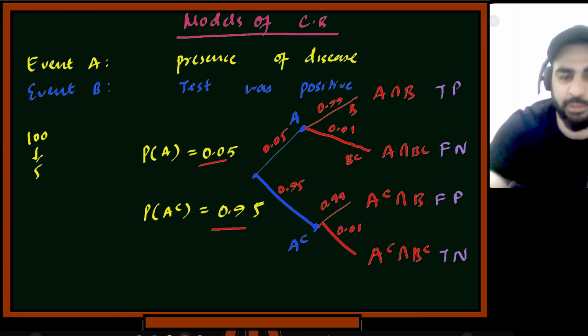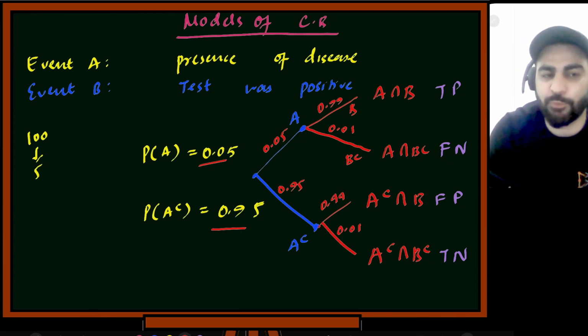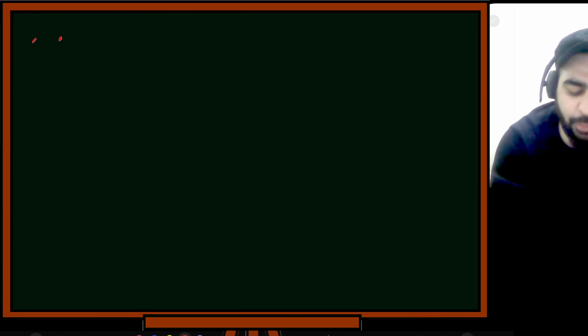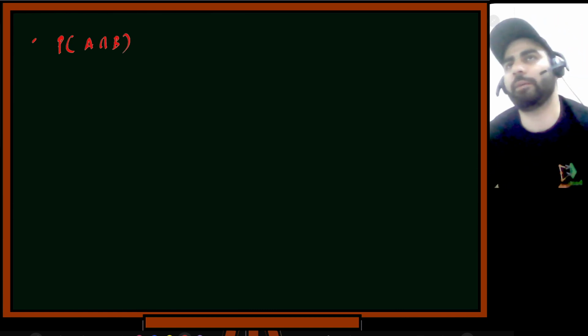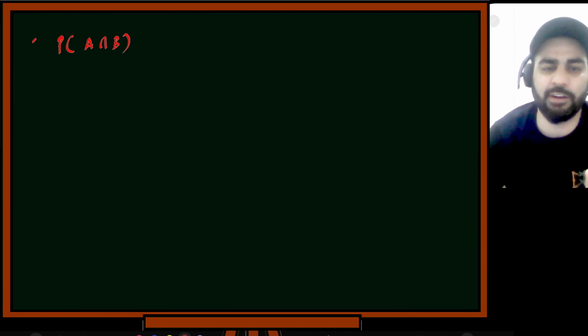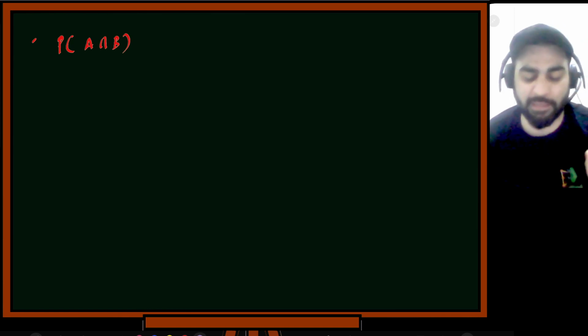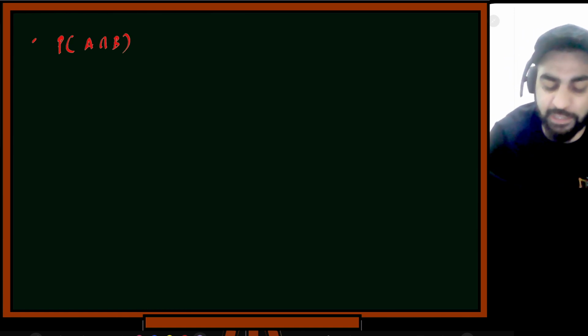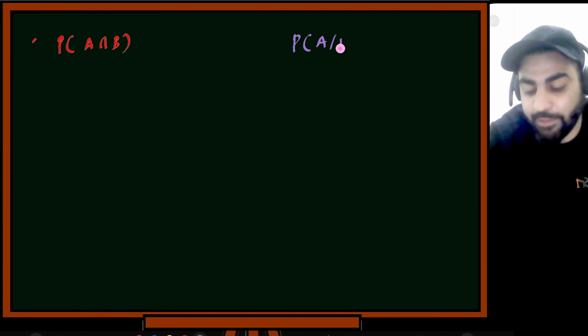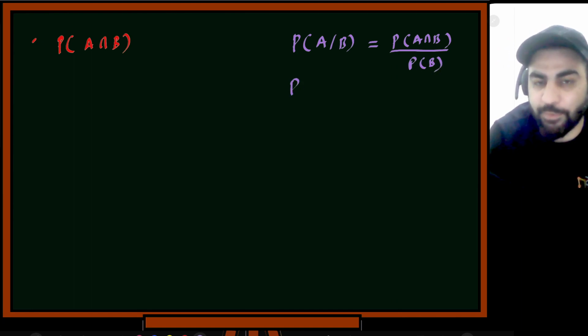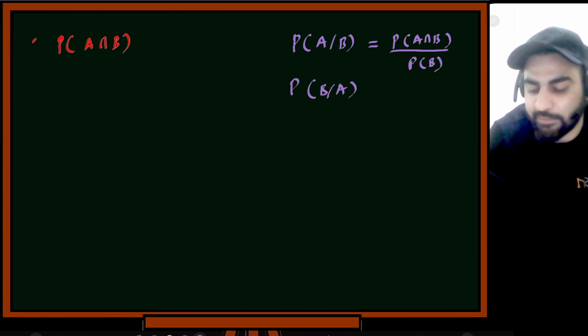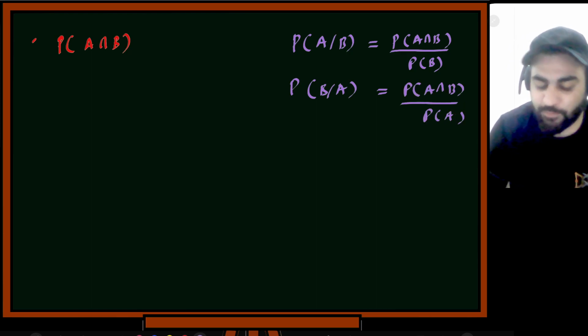Now let's suppose we want to compute something. The first thing I wanted to compute is the probability that the person will have the disease and it will be detected by the machine, by the test. How can I compute it mathematically? I'll use conditional probability, because you know P of A given B is equal to P of A intersection B divided by P of B, and we can also write P of B given A like this: P of A intersection B divided by P of A. You now know this from conditional probability.